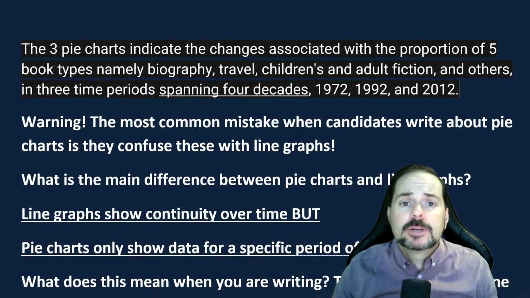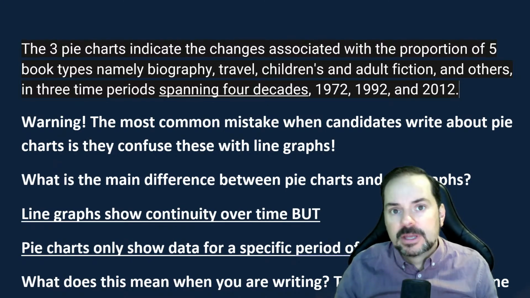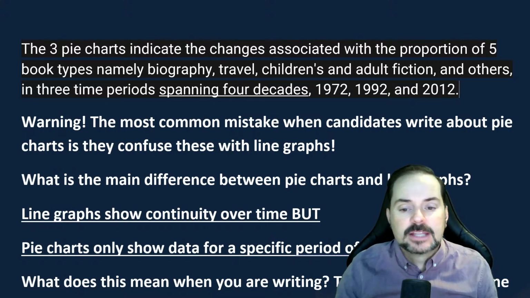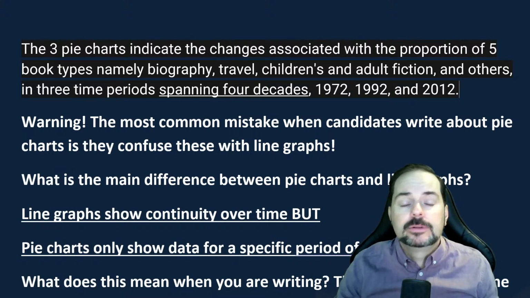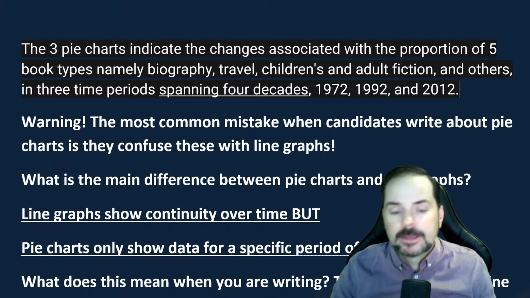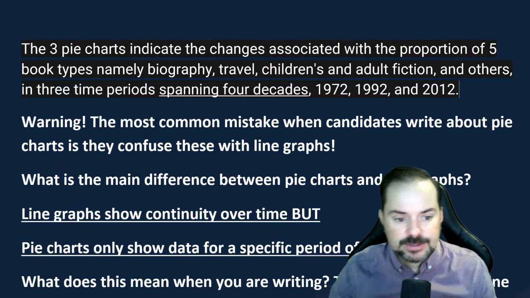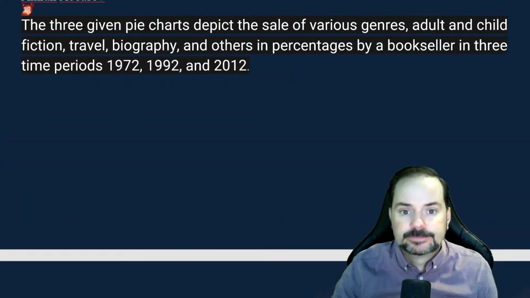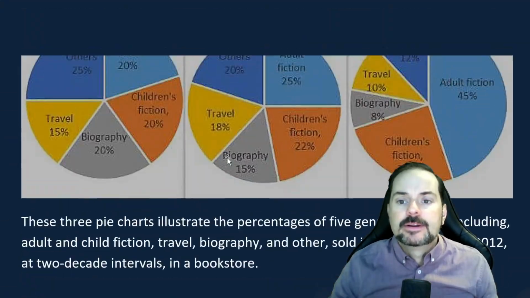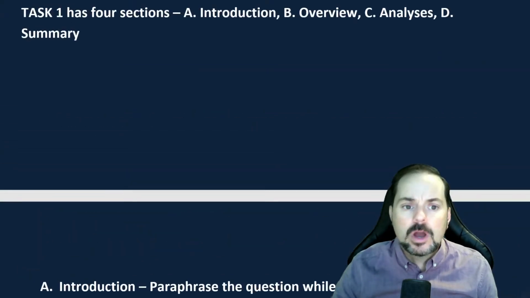Why am I spending so much time telling you this? Because it is the most common mistake. I see it all the time. Like 50% of IELTS candidates write about pie charts like they're looking at a line graph. Okay, you're not looking at a line graph. If you were looking at a line graph, they'd be showing you a line graph of this information. Okay, don't make that mistake, right? Okay, quick way to save yourself band scores. So that's the introduction. All right, well, what's the overview?